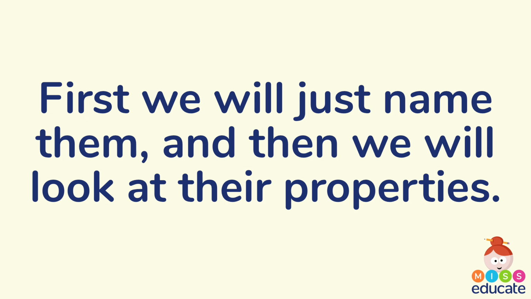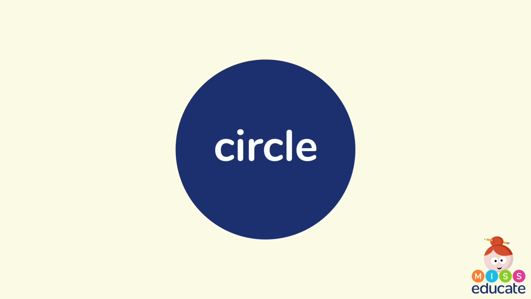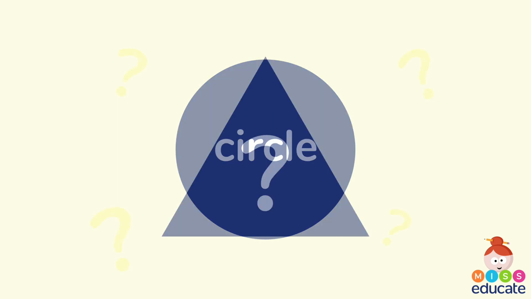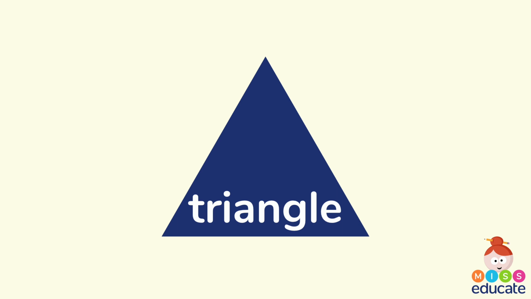Let's get started then. When we look at our first shape, I'm going to pause just to give you a chance to maybe tell the adult that you're with or your teacher what you think that shape is. Here's our first shape then. Yes, it is a circle. Here's our second shape. What do you think this one is? It's a triangle.